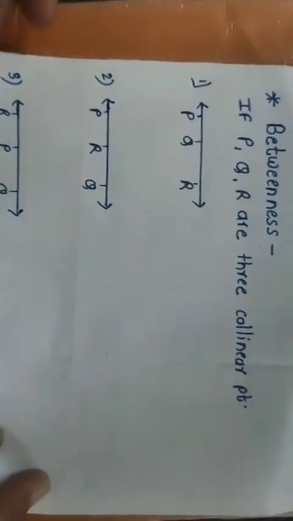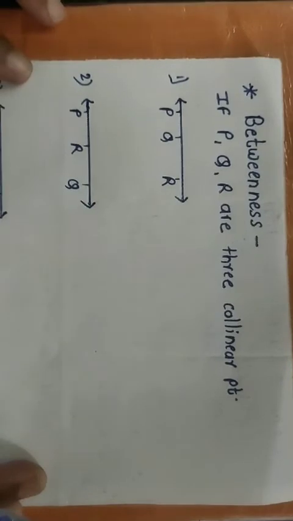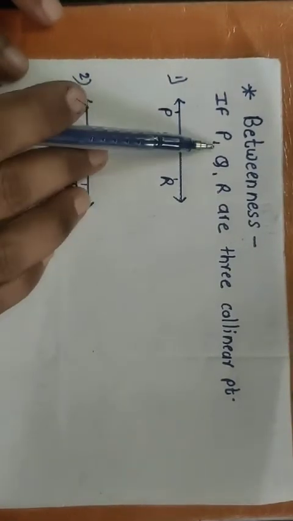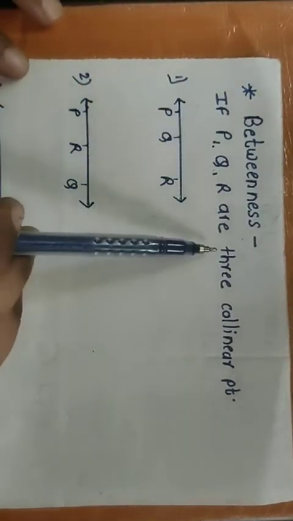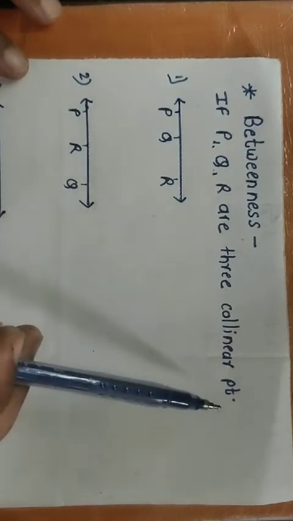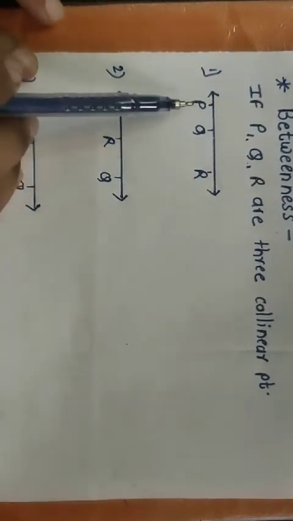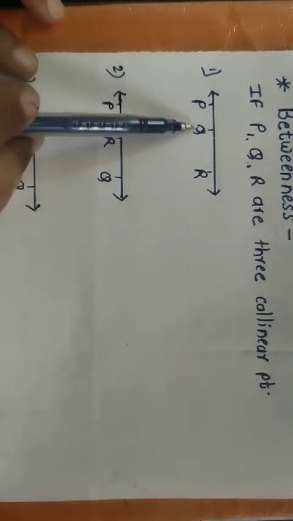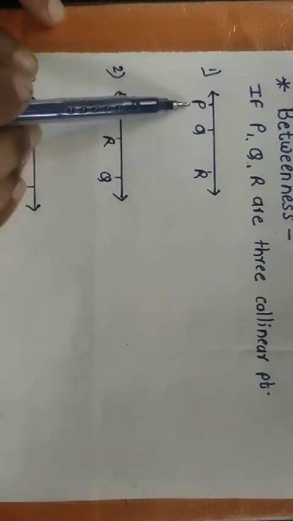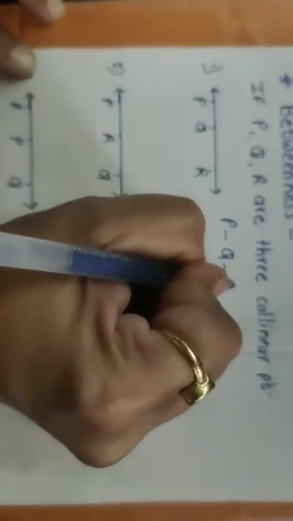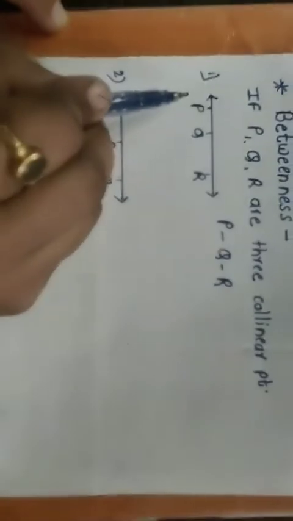Then the next point is betweenness. See, if P, Q, R are any three collinear points, there are three possibilities. First is Q lies in between point P and R. So we can say P-Q-R, Q is between point P and R.